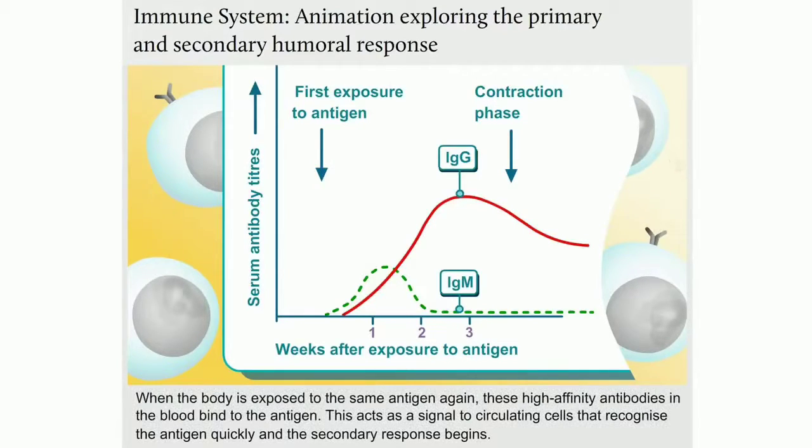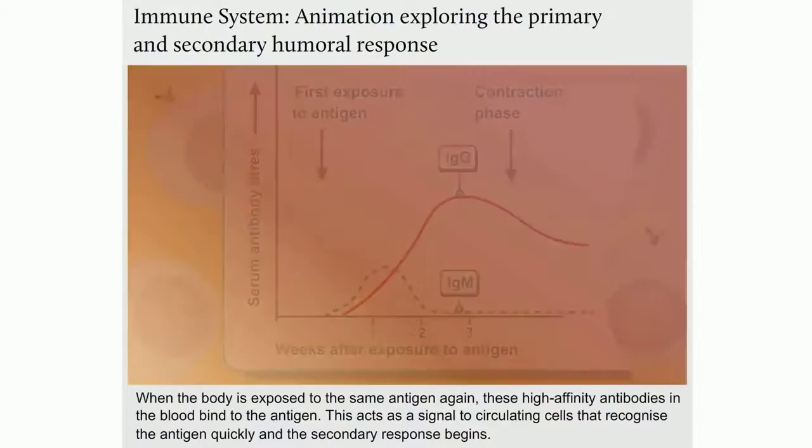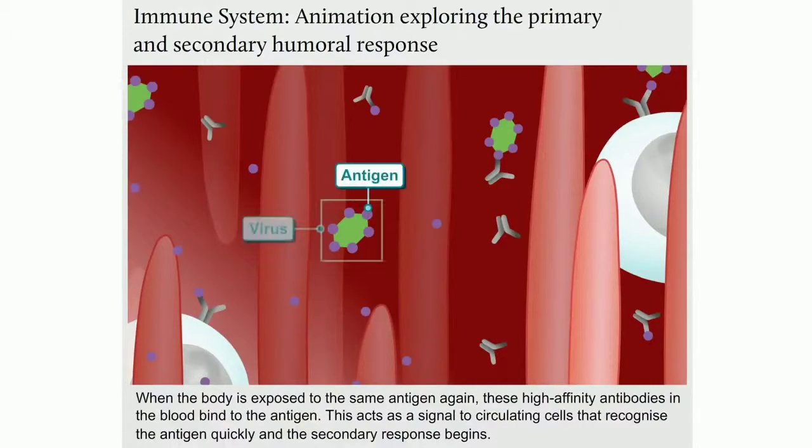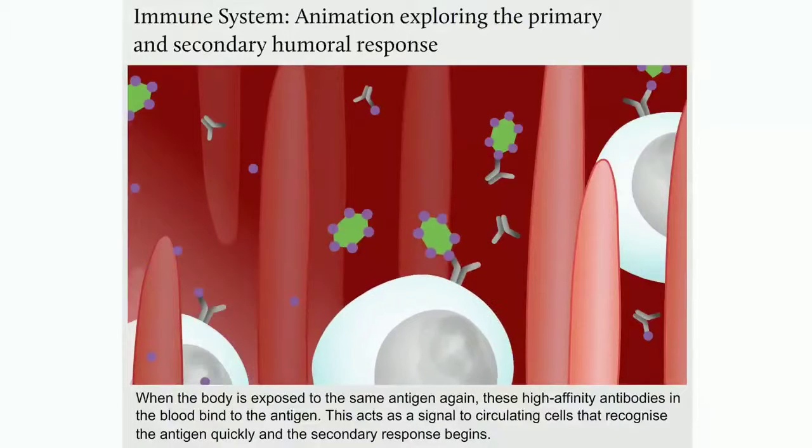When the body is exposed to the same antigen again, these high-affinity antibodies in the blood bind to the antigen. This acts as a signal to circulating cells that recognize the antigen quickly, and the secondary response begins.